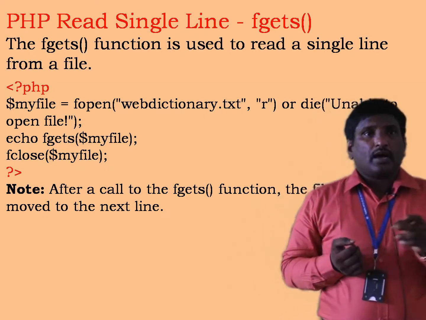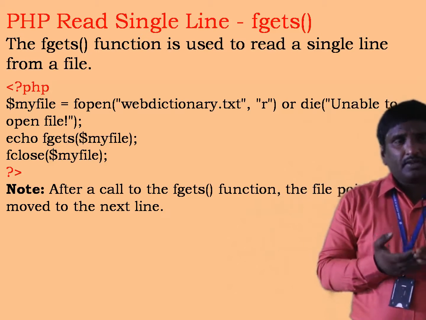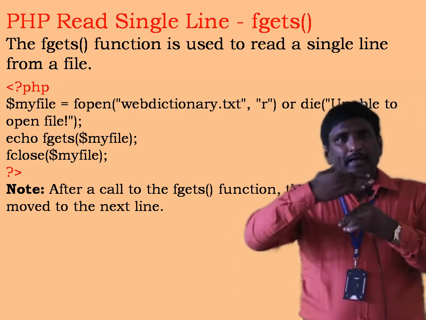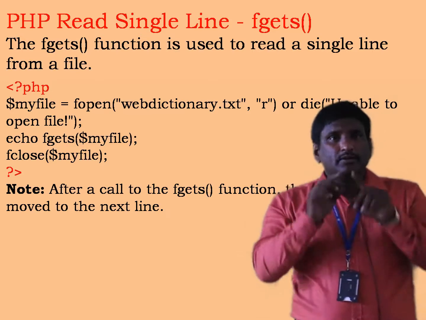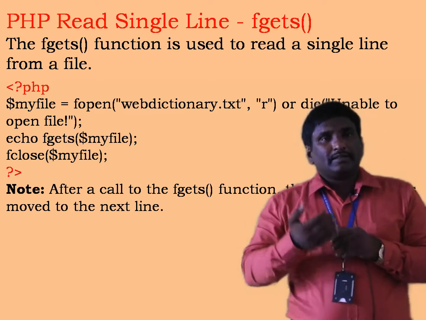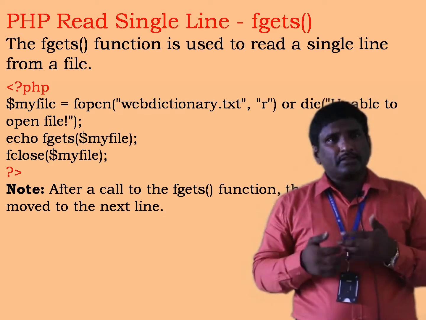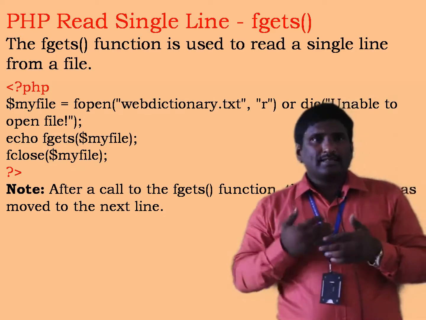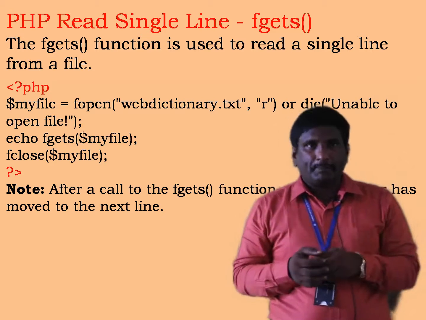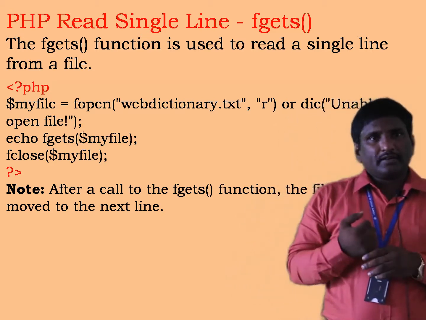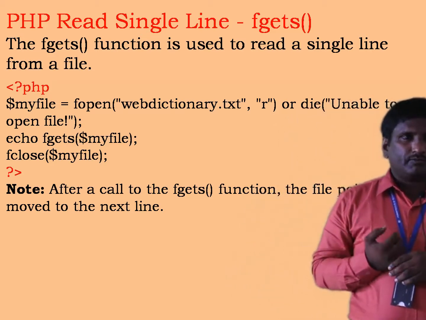After reading one line from the file, control goes to the next line, and in that way, for any number of calls you make, that many lines are going to be displayed on the web page. So in this way we can read a single line from the file.